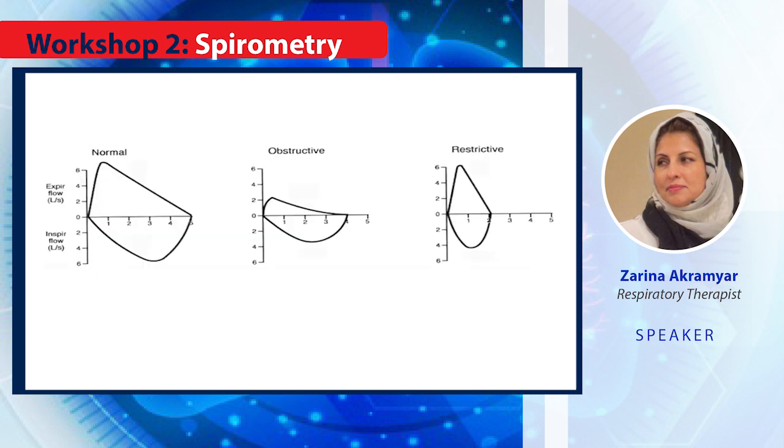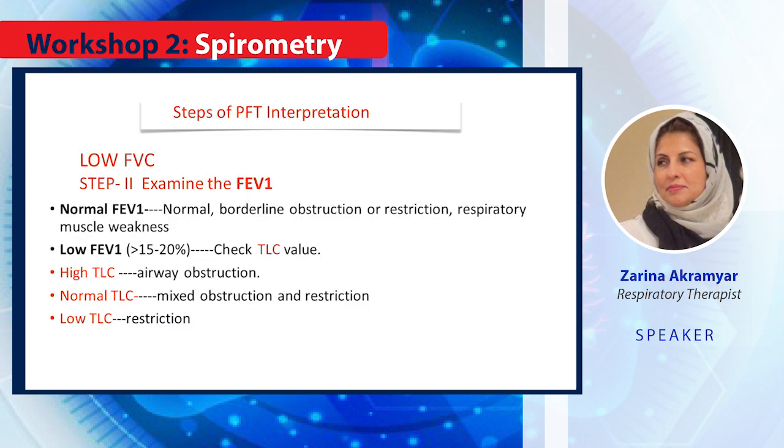Here we can see the 3 graphs. The first one is normal, the middle one is obstruction, scoop, and the third one is restriction, normal slope. Okay, second step. FVC is low, then we look at the FEV1. If the FEV1 is normal, then the patient could be normal or borderline obstruction or restriction.